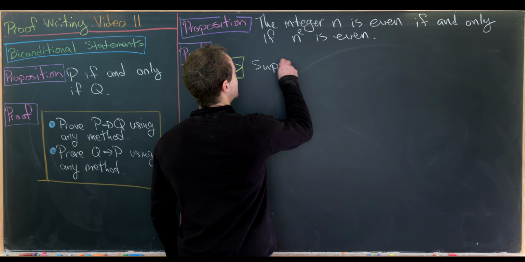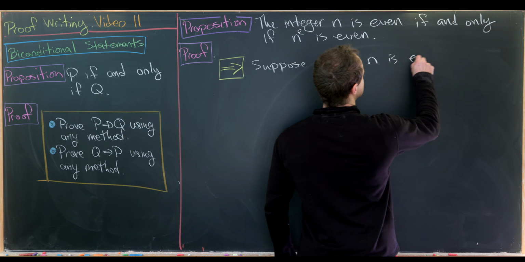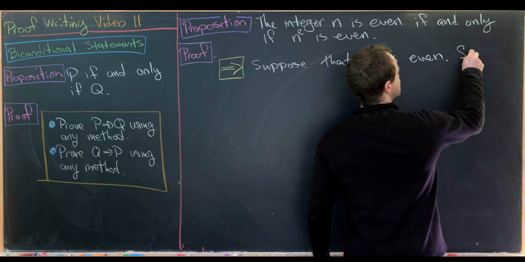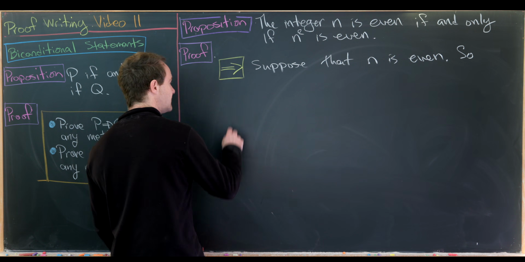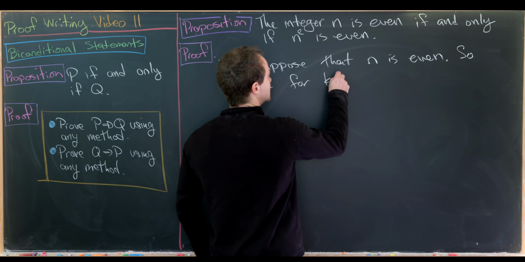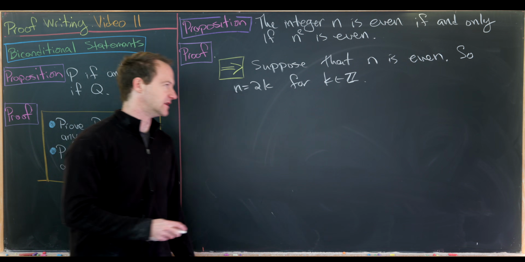So let's suppose that n is even. Okay. But what does that mean? So by definition of n being even, we have n is equal to 2k for some integer k. So that's the definition of evenness.